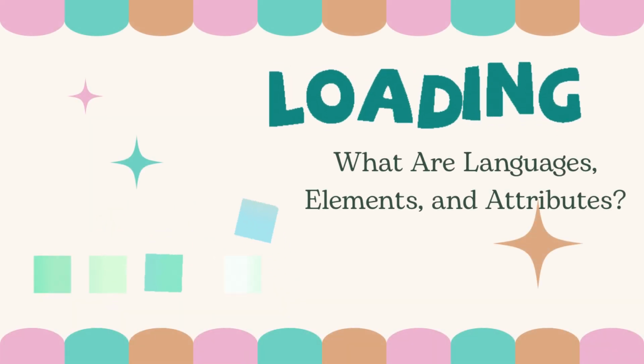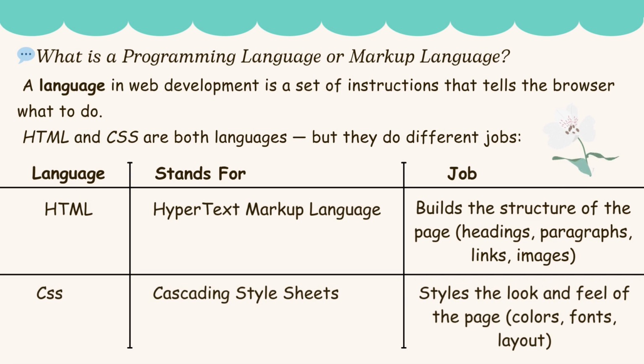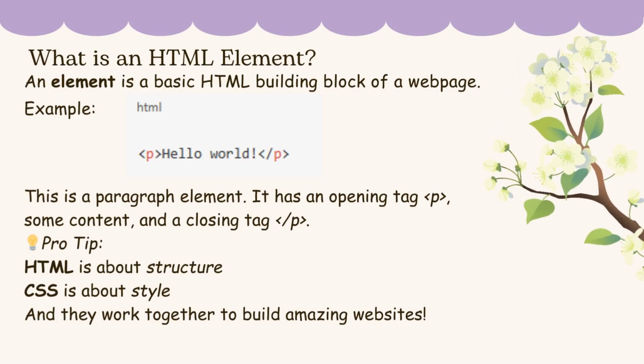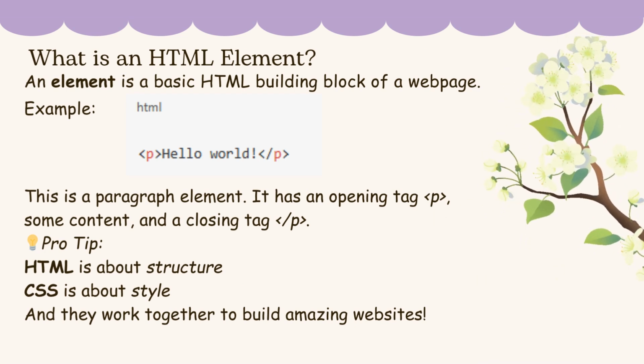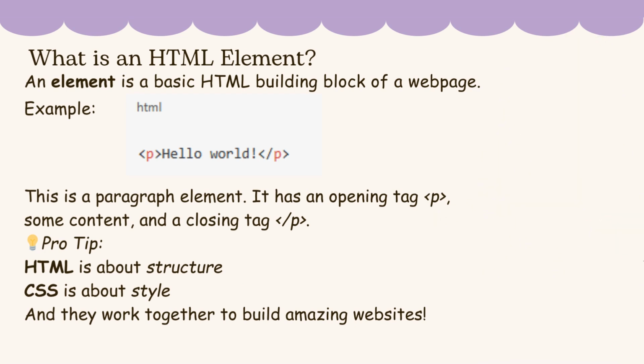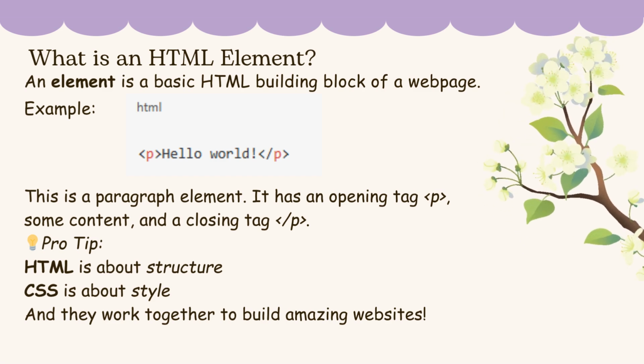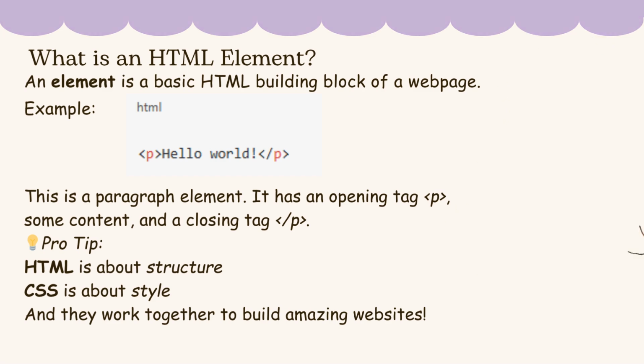Up next, what are languages, elements, and attributes? In web dev, a language tells the browser what to do. HTML builds the page structure. CSS styles how it looks, from colors to layout. An HTML element is like a building block. A paragraph element, for example, uses the p tag with content inside. HTML gives structure. CSS gives style. They work hand in hand.